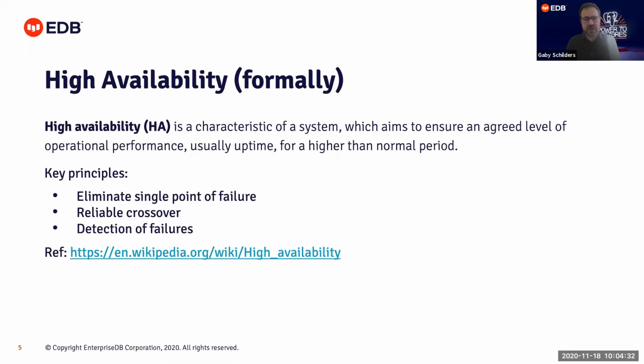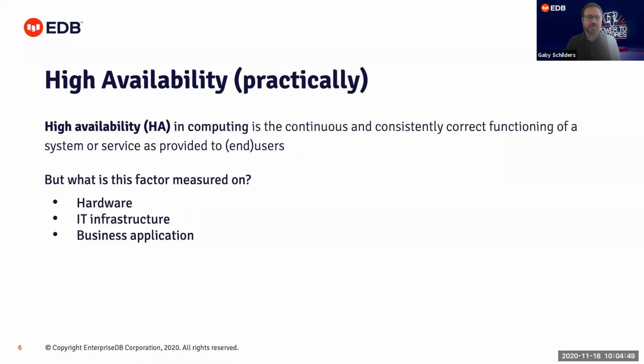So we're going to get into that, and what we're going to talk about is what the key principles are to achieve high availability, and what the risks and issues are that you might come across when you look into achieving high availability. More practically speaking, in computing, the term availability is used to describe a service normally, and it's described as a continuous and consistently correct functioning of a system or service as provided to its users.